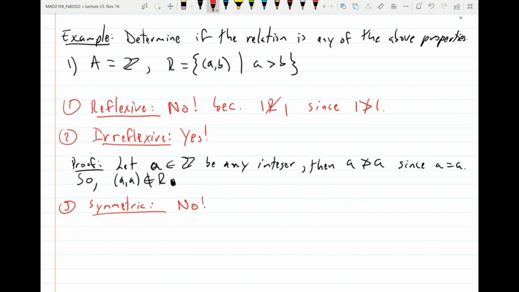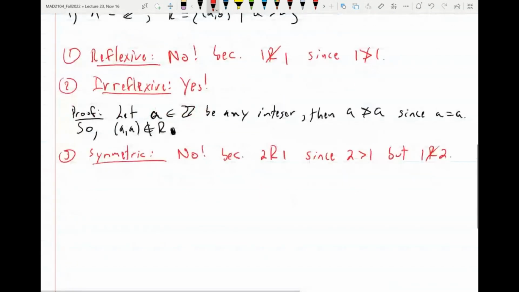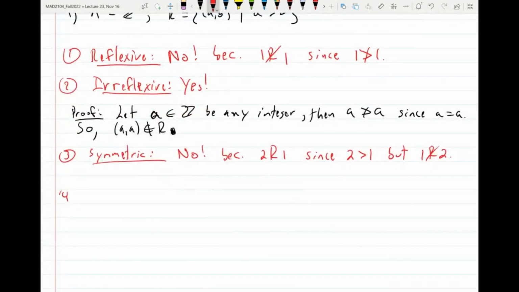So it's not symmetric. For example, we can say because 2 is related to 1, since 2 is bigger than 1, but 1 is certainly not related to 2. You okay with this? All right. So this one is not symmetric. Is it antisymmetric?